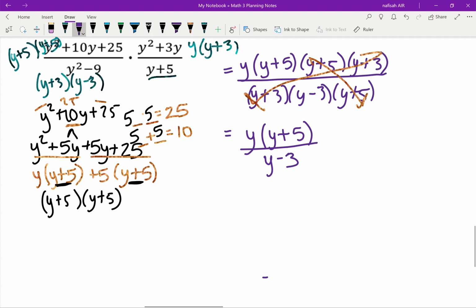And you can see what I was talking about, where if I didn't have this y in the numerator, then I wouldn't need my parentheses. But because I have the y in the numerator, I need to make sure I put the parentheses around the y plus 5. The y minus 3 has nothing else in the denominator with it, so I don't need to write a parentheses around it. But this right here would be my answer right there.